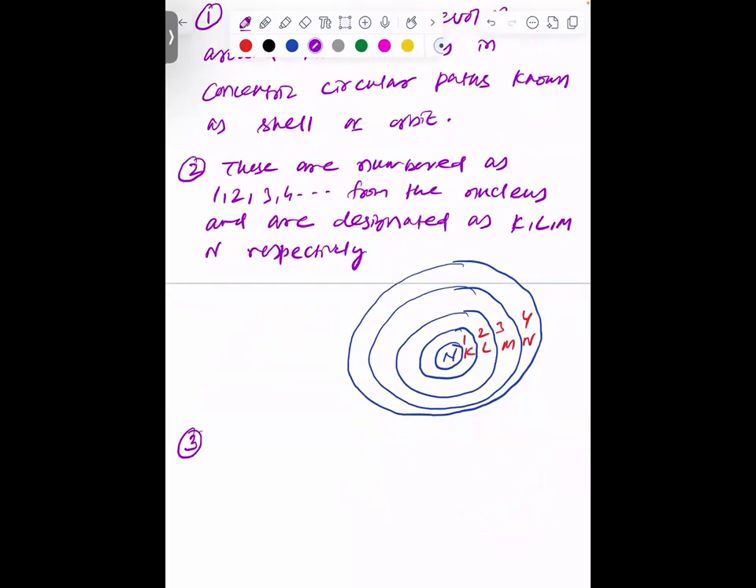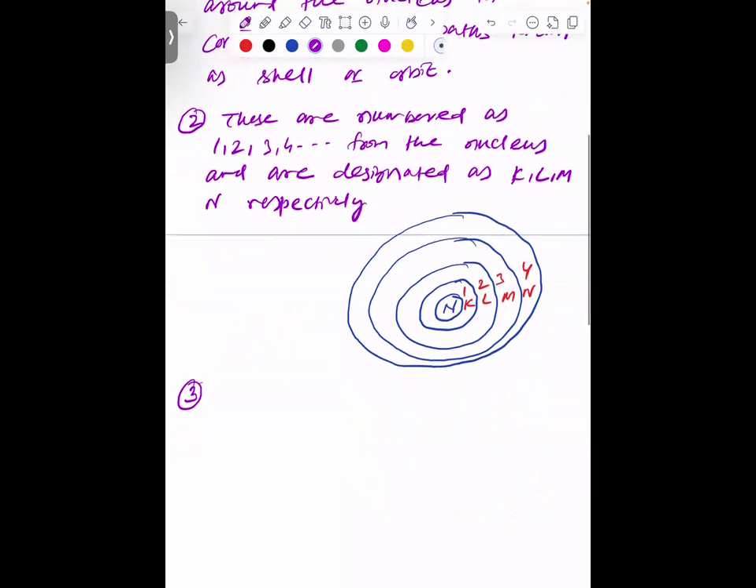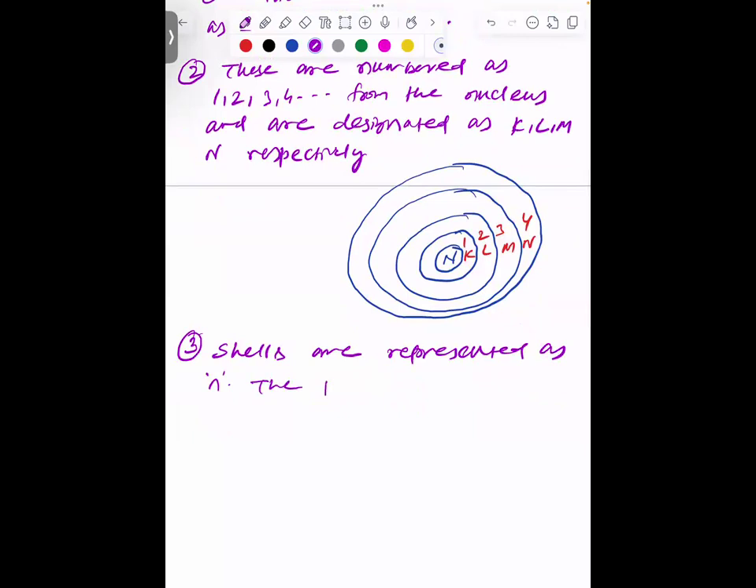these are the designations. Now the question is whether all the shells or all the orbits consist of an equal number of electrons or different numbers of electrons. Whether all the shells accommodate the same number of electrons or different numbers of electrons. So, these shells are represented as n, and the possible values of n are 1 to infinity.